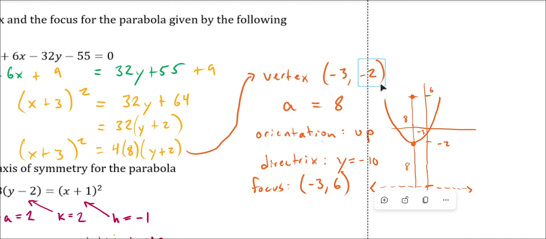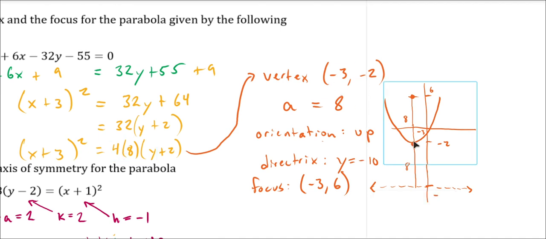So let's put all that together. We also notice the orientation from this standard form. It's an x squared, so we know it's opening up or down, and this term is positive here, so we know it's opening up. Over on this side, we begin at (negative 3, negative 2), and we want to go up by 8 to get to the focus, down by 8 to get to the directrix. So we'd have a focus at (minus 3, 6). We'd have a directrix at y equals minus 10.